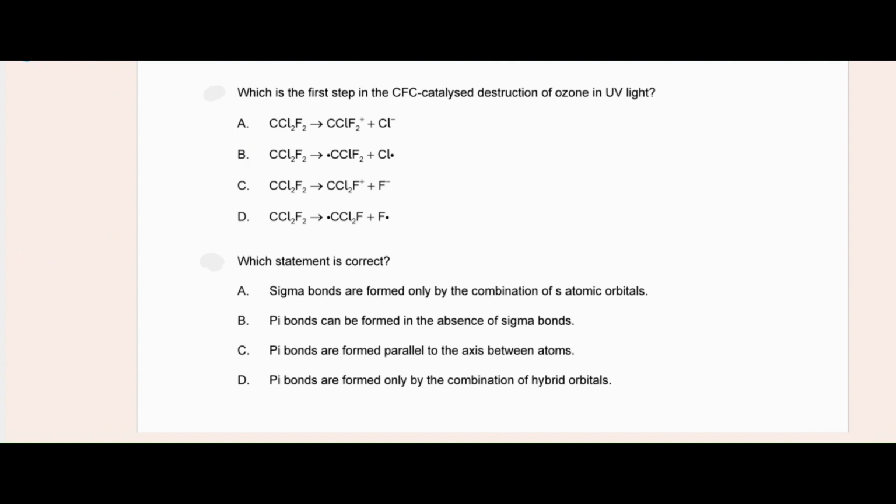Which is the first step in the CFC catalyzed destruction of ozone in UV light? Well, our first step will be to obtain a chlorine radical. So the only one it could be is B. We need to obtain that chlorine radical.